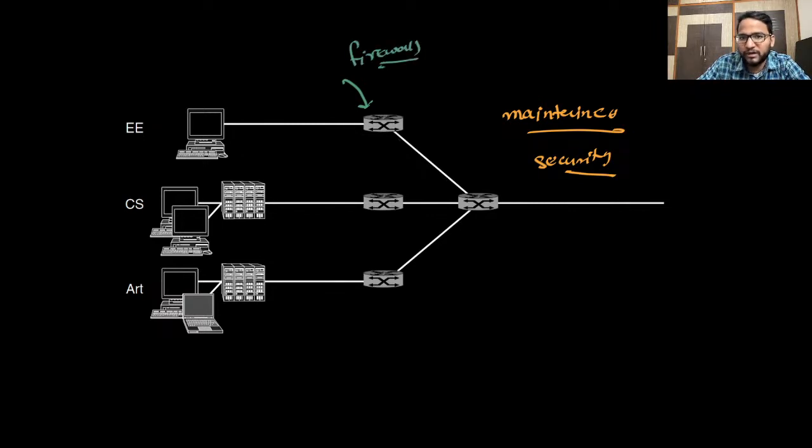Like you can implement this as a firewall. So a router can work as a firewall, which means you can implement a specific set of rules. You can say, let's use this router as a firewall for this particular department. So basically these are the needs to implement subnetting, and these are the uses of subnetting.